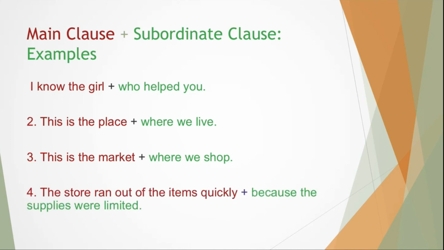The fourth is, the store ran out of the items quickly because the supplies were limited. All right. The store ran out of the items quickly is the main clause or the independent clause because it can exist and make sense on its own. And the latter part, because the supplies were limited, is the subordinate clause.